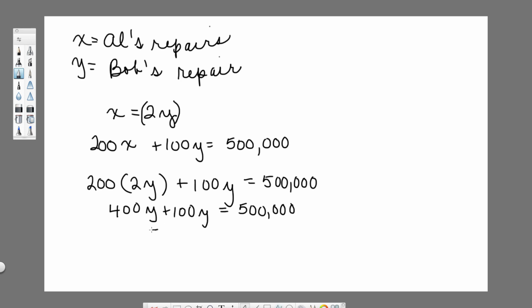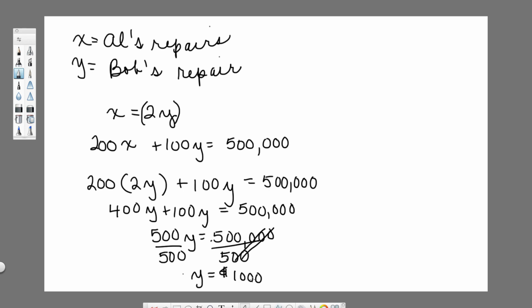400y and 100y gives me 500y equals 500,000. Divide both sides by 500. And I learned that when there's zeros at the end, I can cancel them out, so I don't have too much work to do. And then 5 divided by 5 is 1, so y equals 1,000. I know it's money, or, I'm sorry, I don't think it's money, I think it's number of repairs.